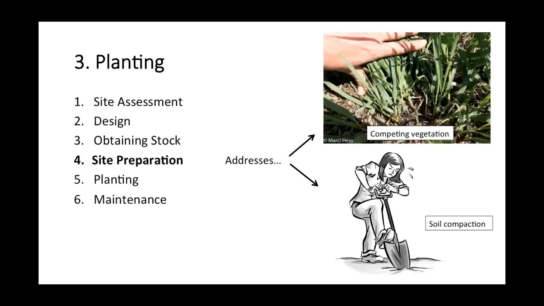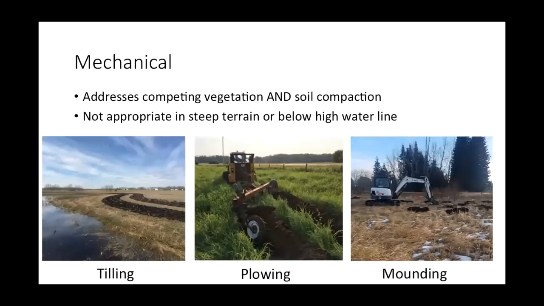Site preparation is typically done to address competing vegetation or soil compaction. Those are the two main problems that we try to address with site prep, and it can be done in a few ways. One is mechanical: going in with some sort of equipment to physically disturb the soil. It can address both competing vegetation and soil compaction, but it's not appropriate for steep terrain or below the high water line. Again, we want to avoid places where we could be causing more damage than good. Different options. This is all from our projects.